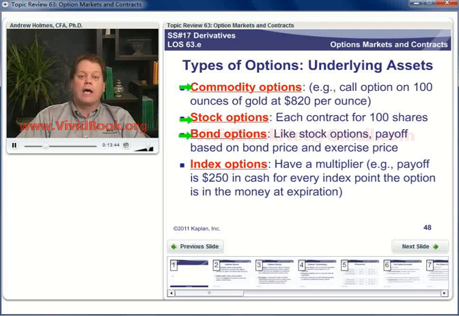Of course, what drives the value of the bond is going to be that the interest rates are falling, right? So if interest rates fall, the value of the bond goes up. So if you're buying a call option on a bond, you're essentially betting that interest rates are going to fall. Okay, what about index options?